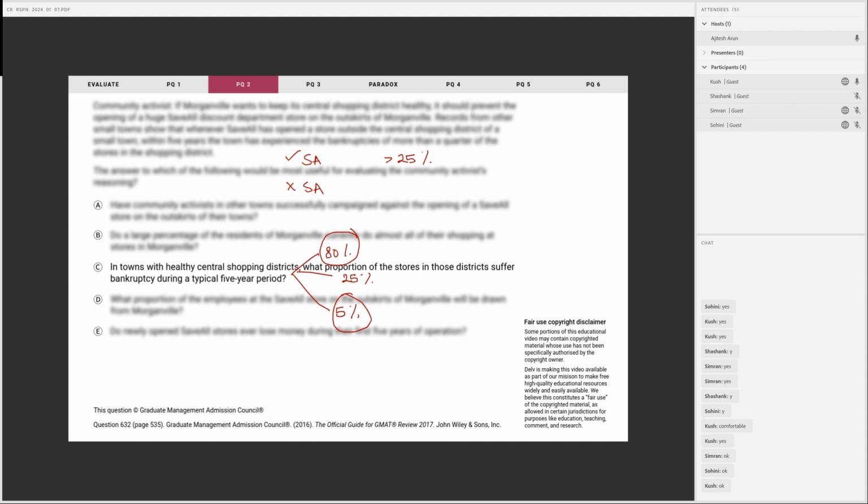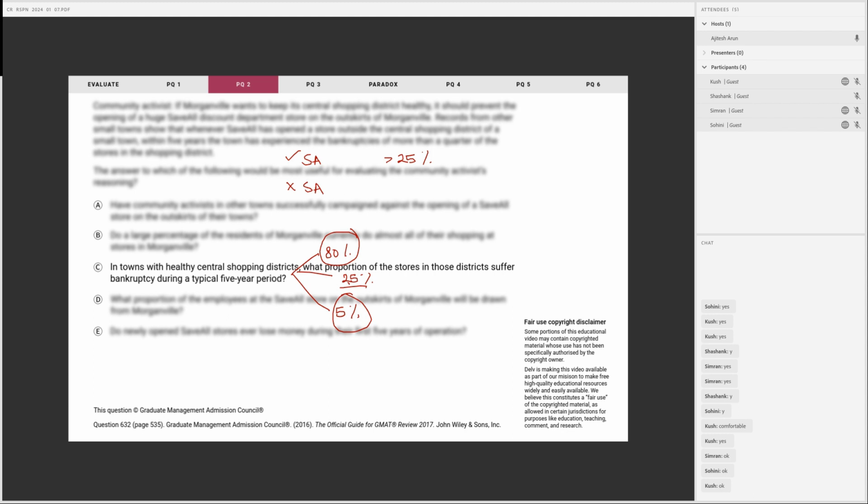Maybe to attract people. Absolutely, because movie theaters create a lot of footfall. So, movie theaters pull people in, and those people are actually good for the other stores in the mall. So the Save All, in a way, may actually help other stores. We don't know. The point is, if without a Save All the bankruptcy rate is 80%, and with a Save All it is more than 25%, then the Save All is probably good for the central shopping district. And if it is around that 25% mark, then the Save All really has no impact.